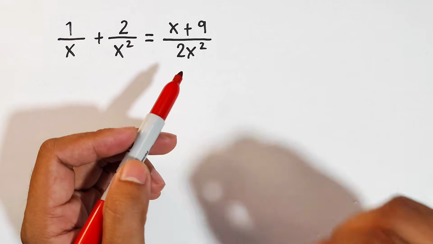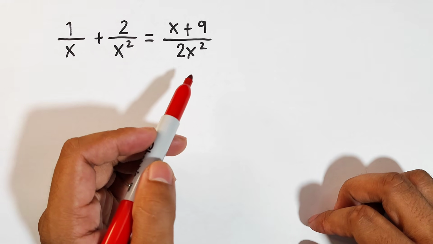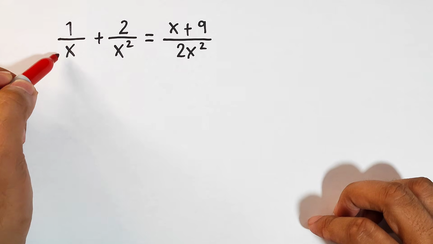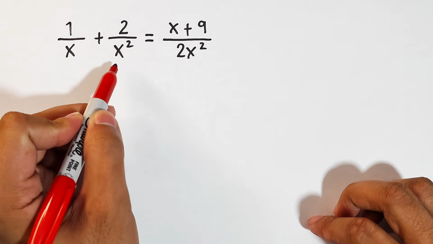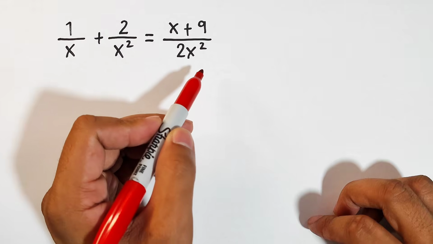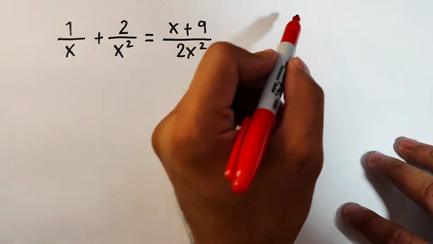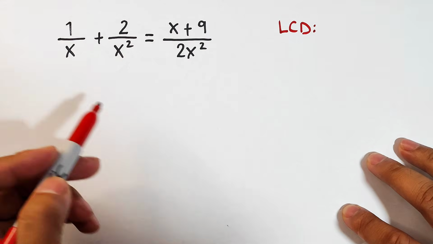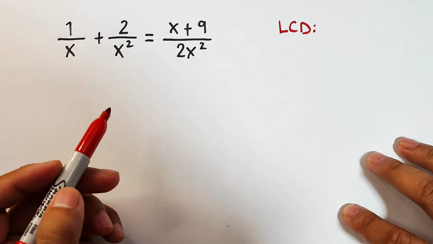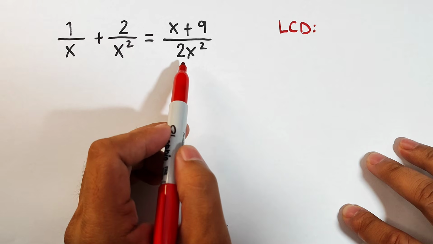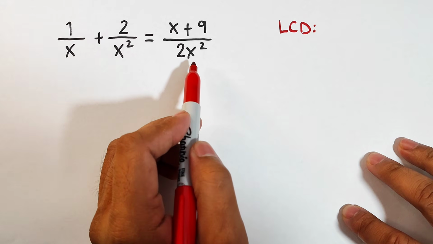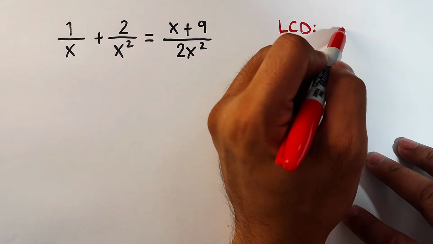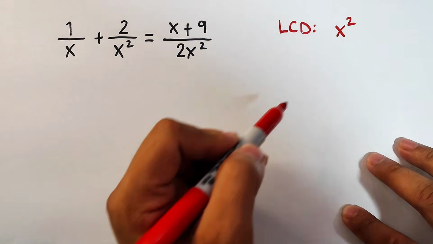2x squared. The basic thing we need to do here is to identify first its least common denominator. As you can see, here we have the denominator of x. We have here x squared and 2x squared. Now, how are we going to identify its LCD? As you can see, our denominators are all monomials. Since they have the same variable x, we need to get the variable with the highest exponent. And the highest exponent is 2. So for the LCD, we have x squared.